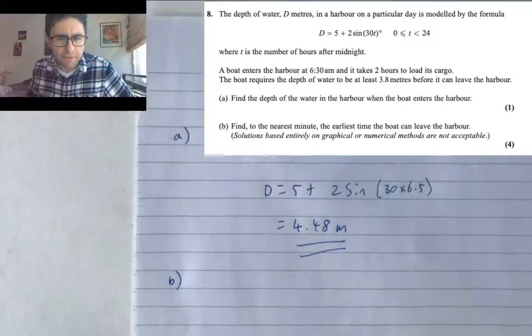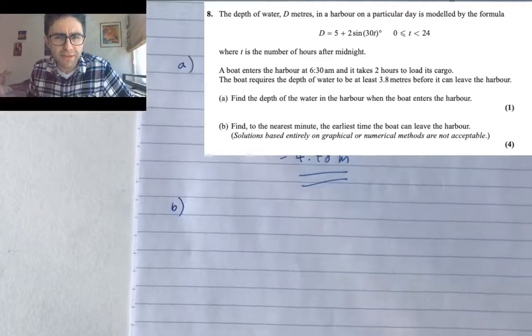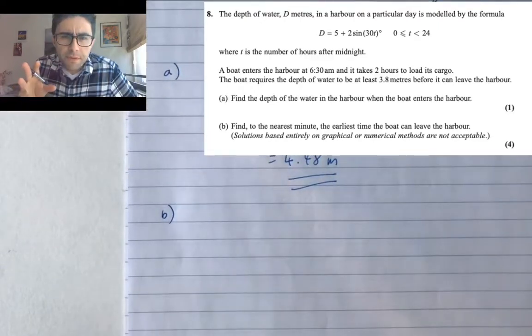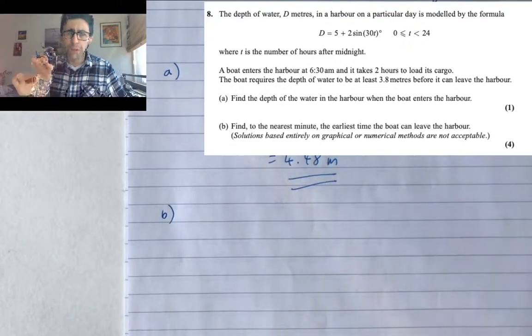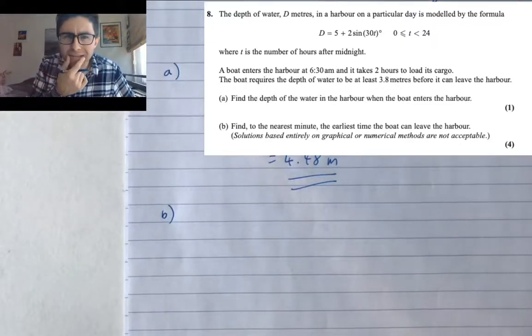Part B. We're warmed up. They gave us a 1 marker to warm us up, and now they're really wanting us to go to hell and back with this one for 4 marks. Find to the nearest minute the earliest time the boat can leave the harbour. The earliest time it can leave.